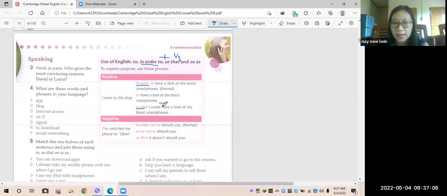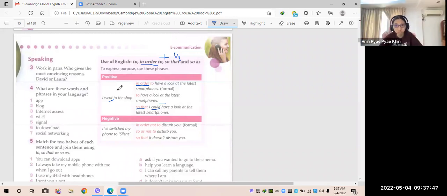And if you want to use so that, you have to use can or could. If you use verb two, you have to use could. And if you want to use verb one, you have to use can. For example, I go to the shop so that I can have a look at the latest smartphone. But if you're using past tense like I went, you have to use I could. So is that clear? The difference between to, in order to, and so that. Is there any question about to, in order to, and so that? Is that clear?